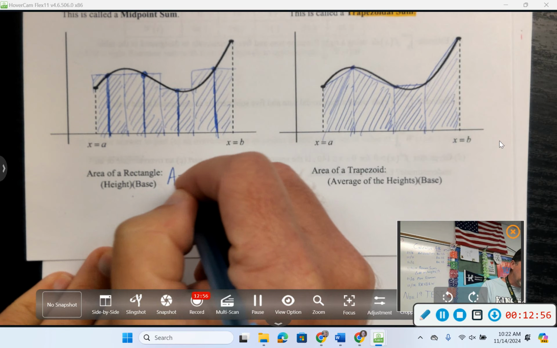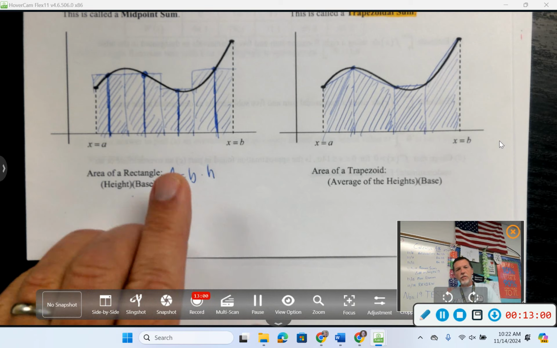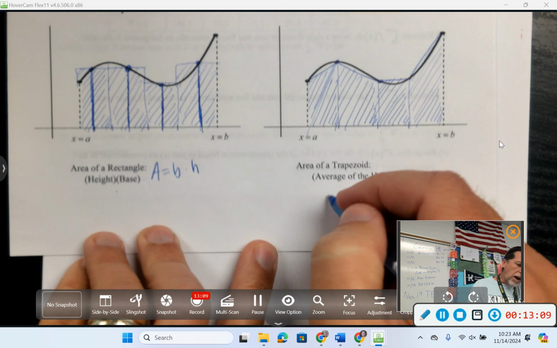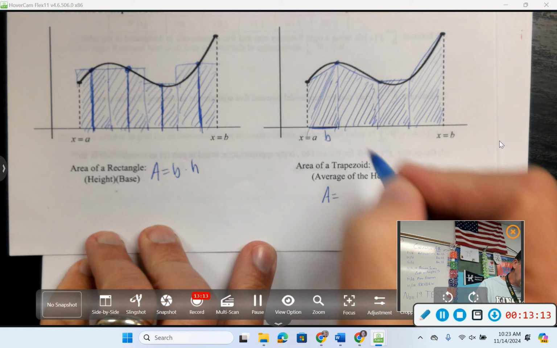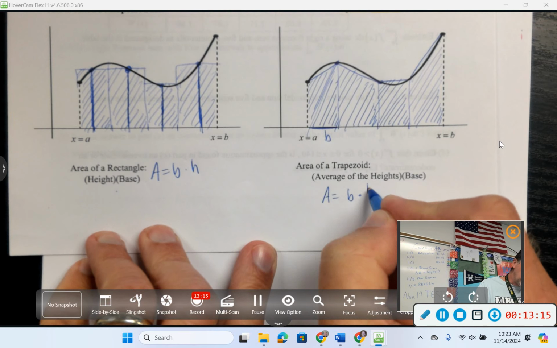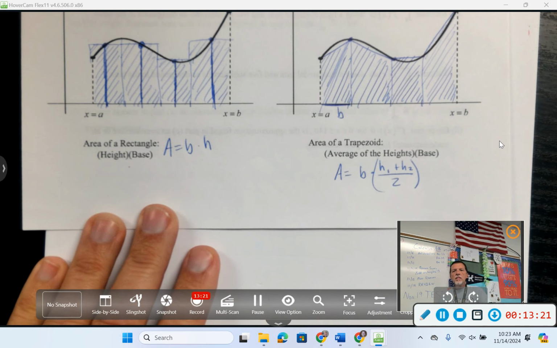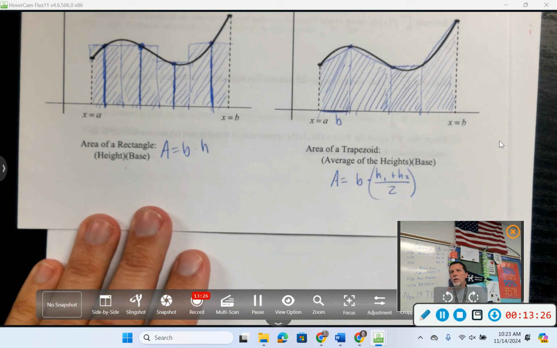Area of a rectangle, base times height. And for these 3, you would add up 4 rectangles. Base times height, plus base times height, plus base times height, plus base times height. Area of a trapezoid, a little more complicated. It's still base, but it's the average height. And you would do that 4 times, add them all up, and there's your approximation.